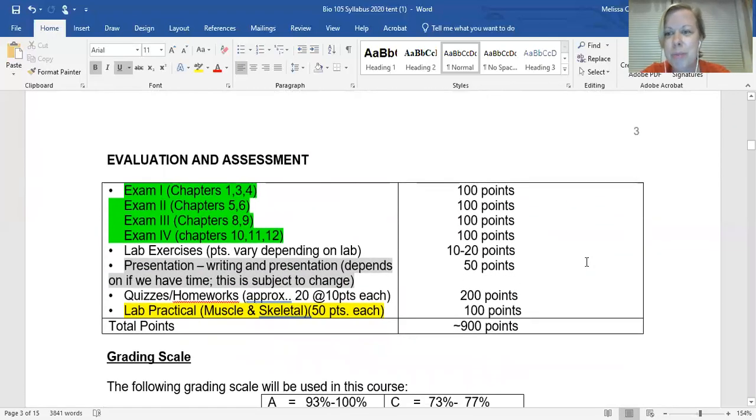Okay, so how are you being evaluated in this course? Well, we do have 4 exams. Some of them are on 3 chapters at a time. Some of them are on 2 chapters at a time. Each one is worth 100 points and will be given on Blackboard.